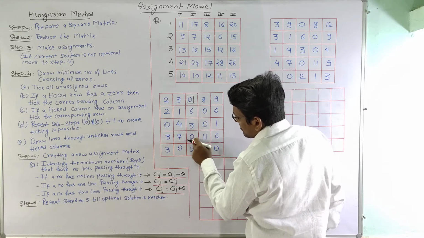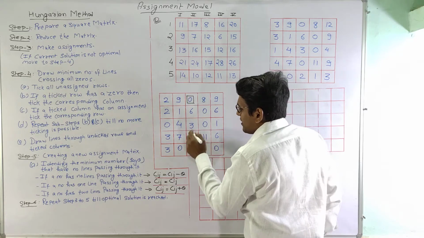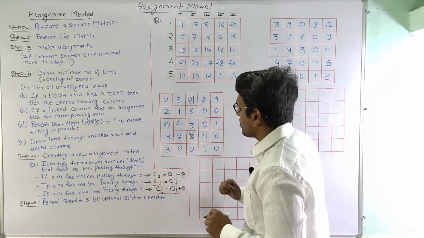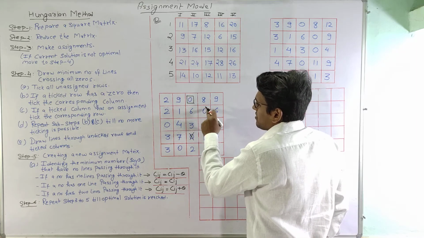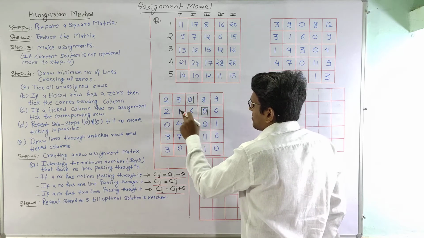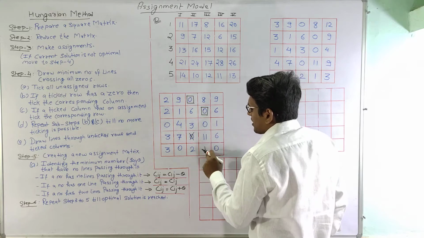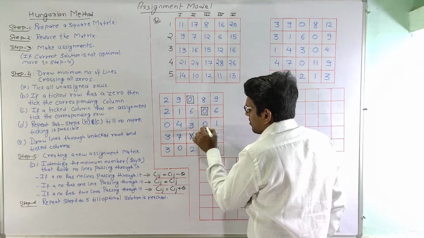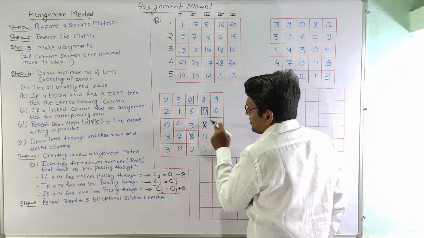And in this column we can see that there is one more 0 present. So once this 0 has been assigned, this 0 becomes ineligible for assignment. So I am crossing it out. Now moving on to row 2. In row 2 we can see that there is a single 0. So we will assign this. And once this is assigned, no more assignment can be done in this row and in this column. There is one more 0 here, so we will cross it out because this column has already been assigned, so no assignment can be done here.